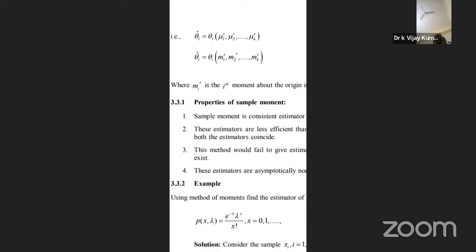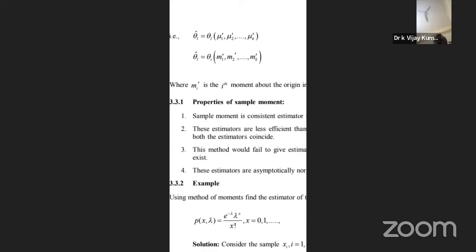What are the properties of the sample moment? The sample moment is a consistent estimator of the population moment.